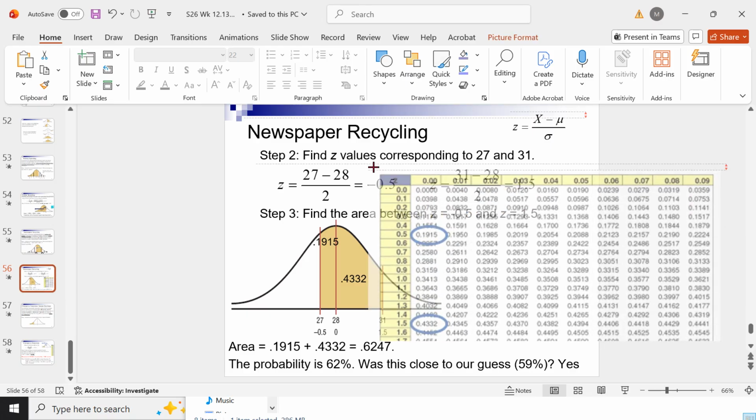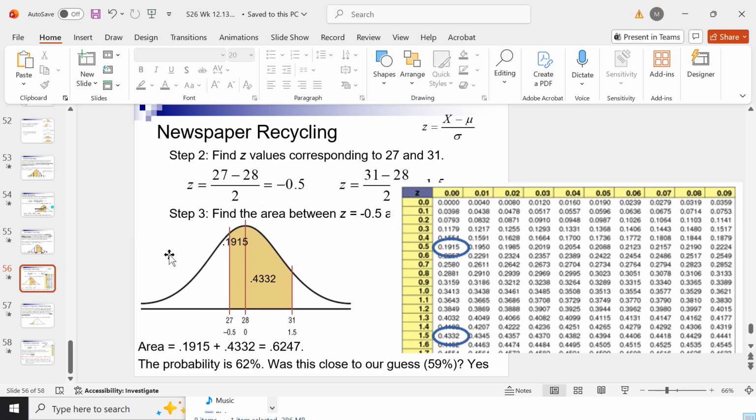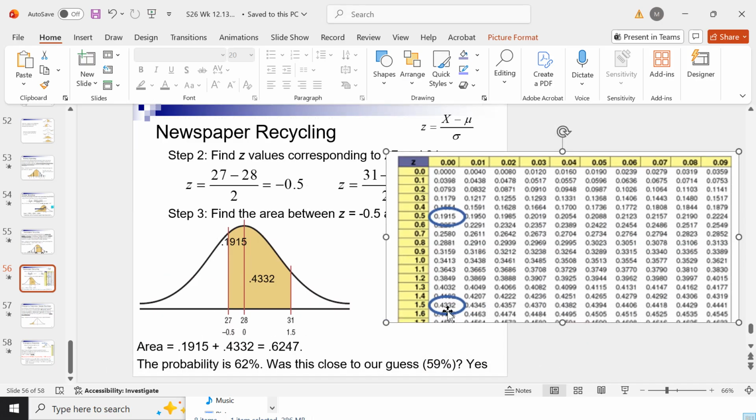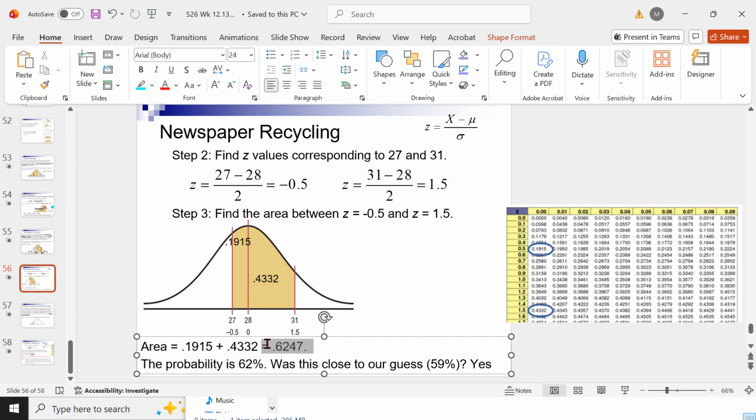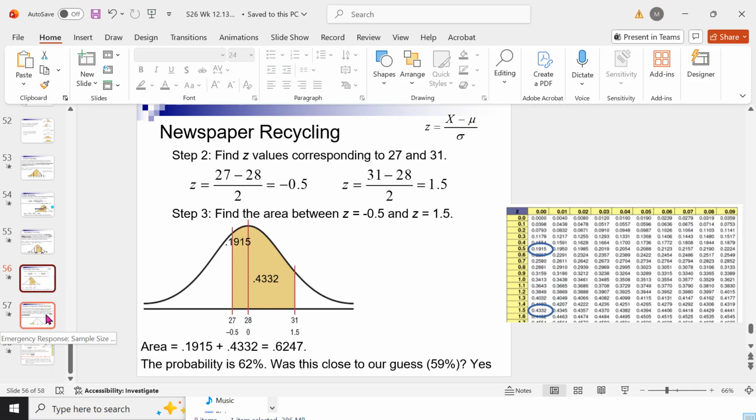So here are my two values. Let's have a look at them right here. Here I have a Z score of negative 0.5, which is 0.5, so I got 19.15%. You'll see it right there. And then on the right side, I got a Z score of positive 1.5, 43.32% right there. And then you just add these two up and you get a value there of 62%, which I think was close. Didn't we say 59 or around? Okay, that's how we do those.